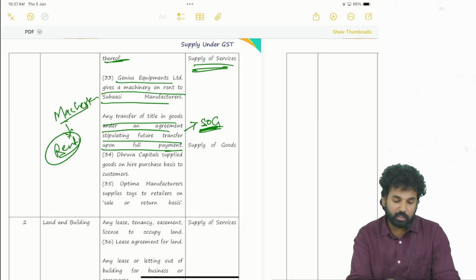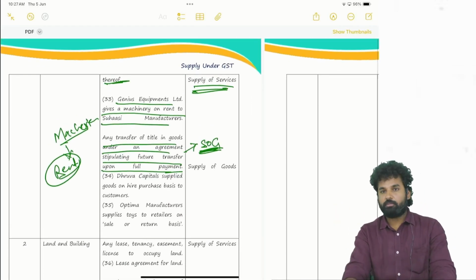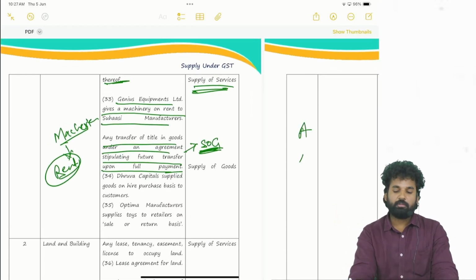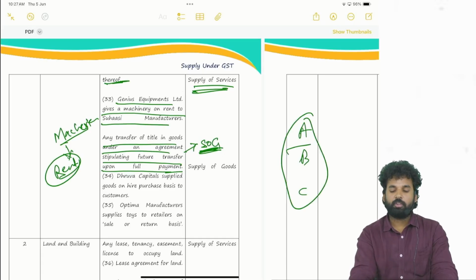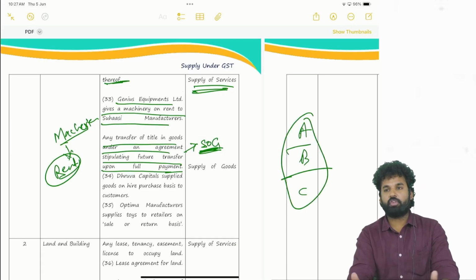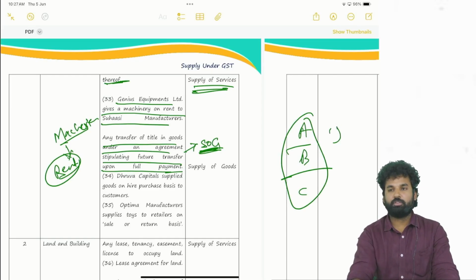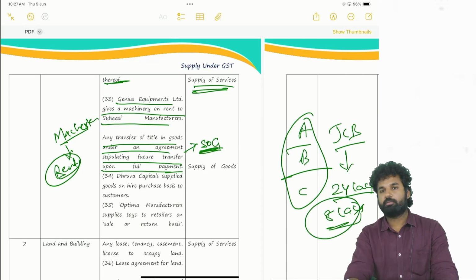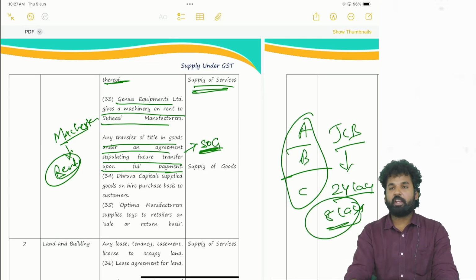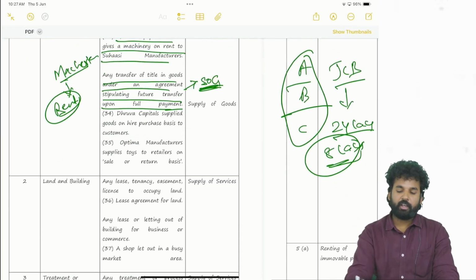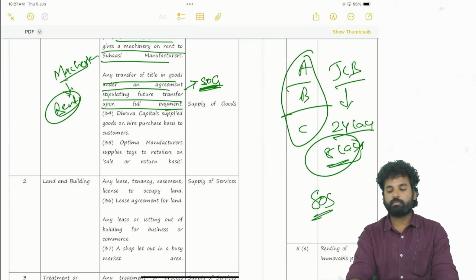Okay, so here there is a word undivided share. Let's say A, B, C, 3 parties are there. 3 parties formed an association and bought one machinery, just say JCB. They bought it for 24 lakhs. Each contributed 8 lakhs. They gave it on rent. Whenever they gave it on rent, they are getting rent. So this is supply of service.